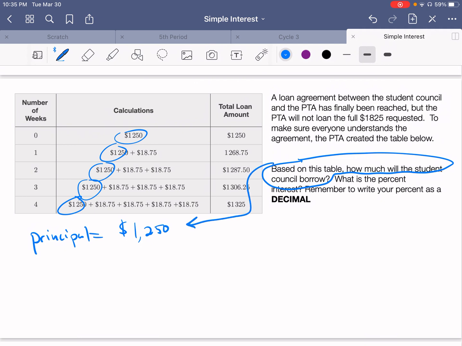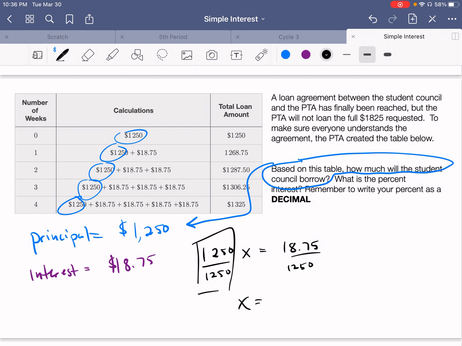And what is the percent interest? Well, we know the interest is 18.75 per week, right? So now I have to figure out what percent. 18.75 is what percent of 1250? So we'll set up an equation. Start with my original, which is 1250. My scale factor is unknown, and I want that to equal 18.75, divided by the coefficient. That goes to 1.